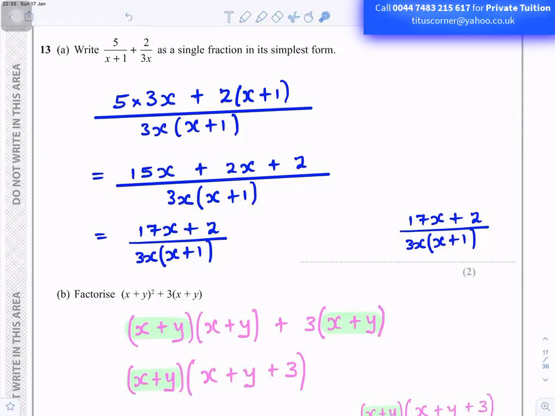Now you multiply 5 times 3x is 15x. 2 times x is 2x. 2 times 1 is 2. Collect the like terms. 15x plus 2x is 17x. 17x plus 2 divided by 3x bracket x plus 1. And that's your answer.